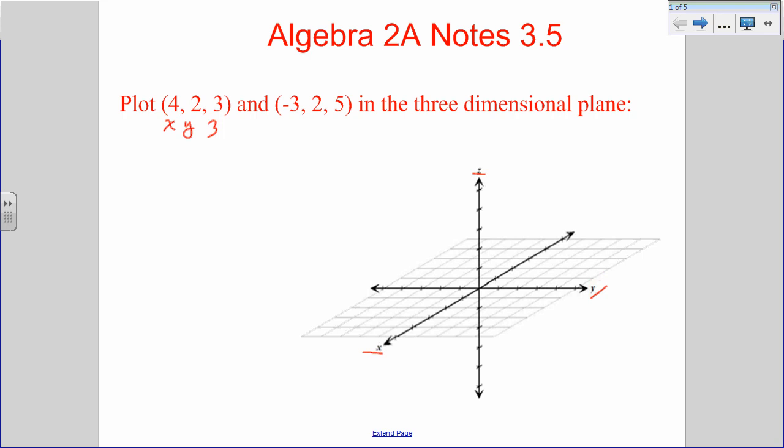So I'm going to show you guys how to graph these. All right? Bear with me, because like I said, this is not one of my strong points as a teacher. So I need to graph 4, 2. That's my first step, is to graph where X and Y intersect. And it's going to be on this plane here.